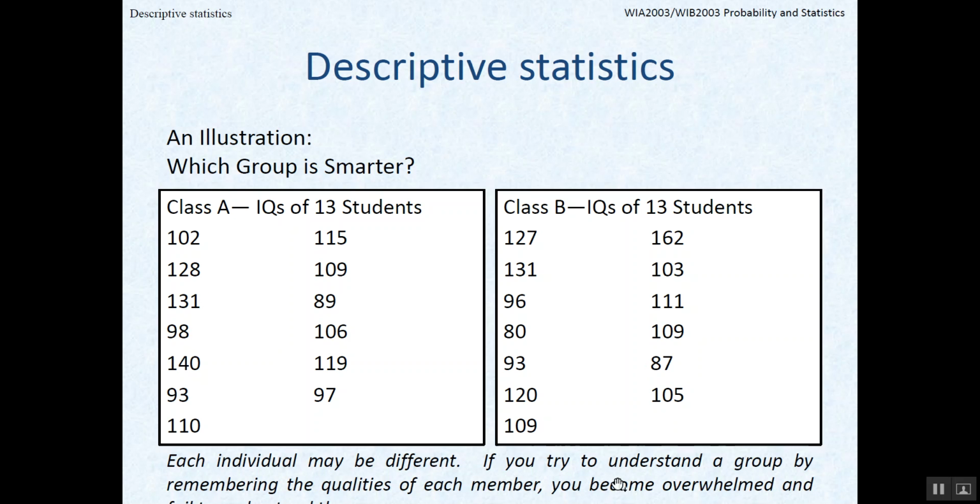If you try to understand a group by remembering the quality of each member, you become overwhelmed and fail to understand the group. You cannot be studying each and every individual in the group, or even remember what their IQ level is. So this is a simplified version. You want to summarize their IQ level, if you want to call that smart. We have this raw data, so what can we do with this data to give some kind of score to describe the smartness of the classes?